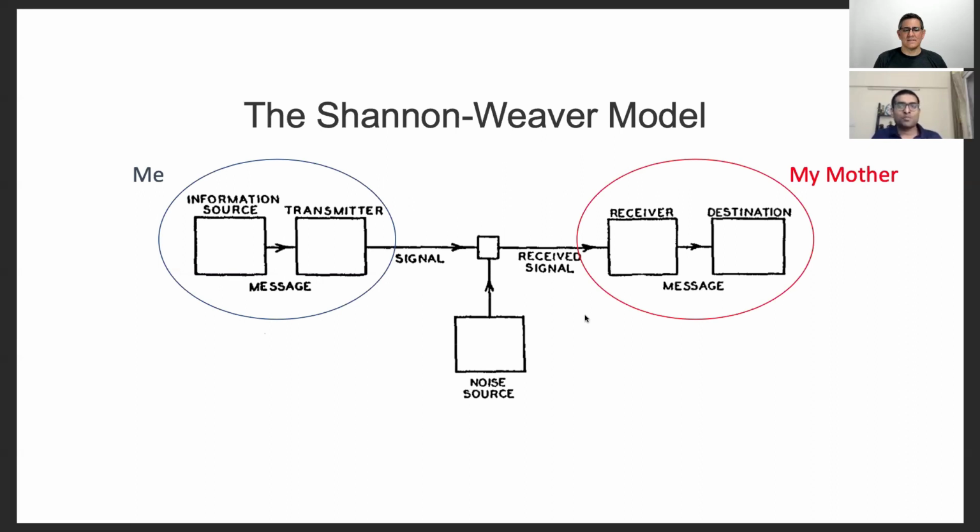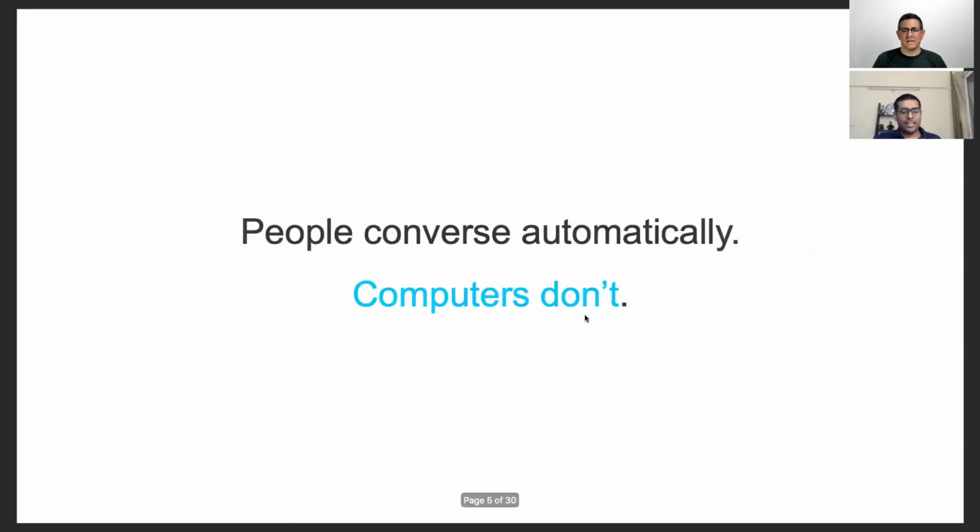So when I'm speaking to her, I might be saying something else, she might be saying something else, and there will be noise. And that is one thing that we at Amazon understood: people converse automatically, and computers don't, right? Like you are speaking to me, I'm speaking to you. We can converse automatically, but that's not how computers do, right?